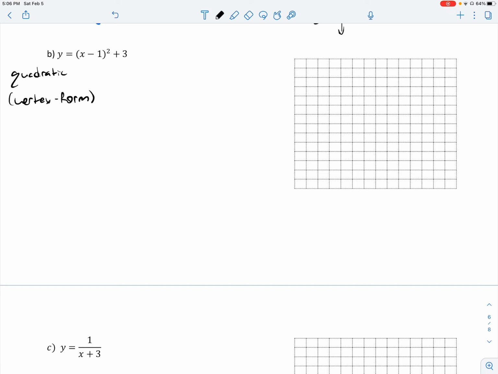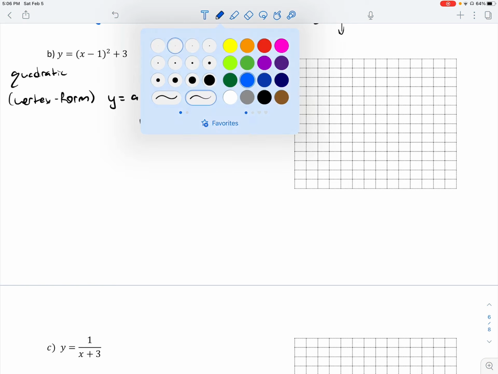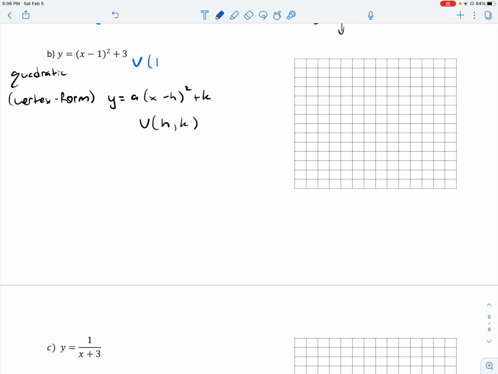So it's in vertex form, which looks like y equals a(x minus h) squared plus k. And this is called vertex form for a reason, because it gives us the vertex. The vertex would be (h, k). Remember, this x value for the vertex is always the opposite of what it looks like in the bracket. And as we go over transformations, we'll see why that actually looks like that. So in our example, this means that my vertex would look like (1, 3).